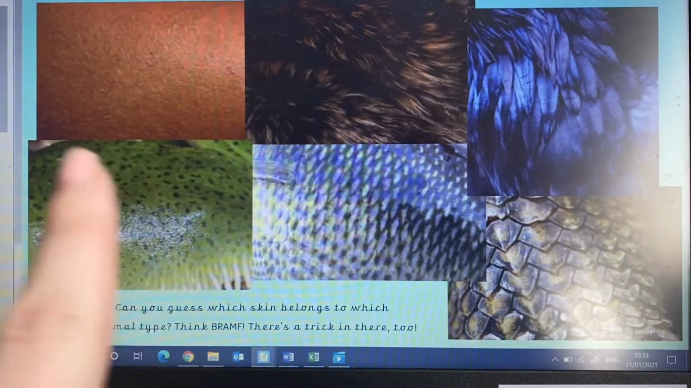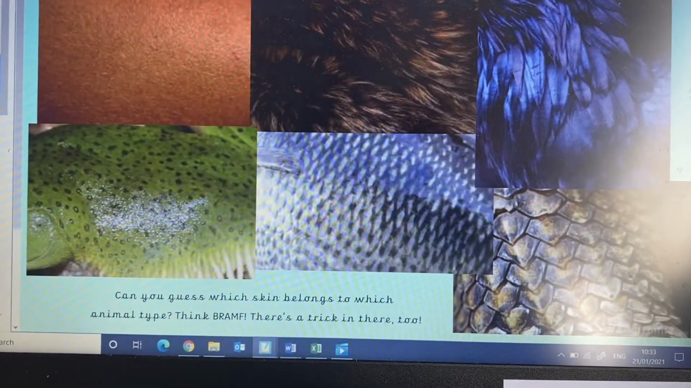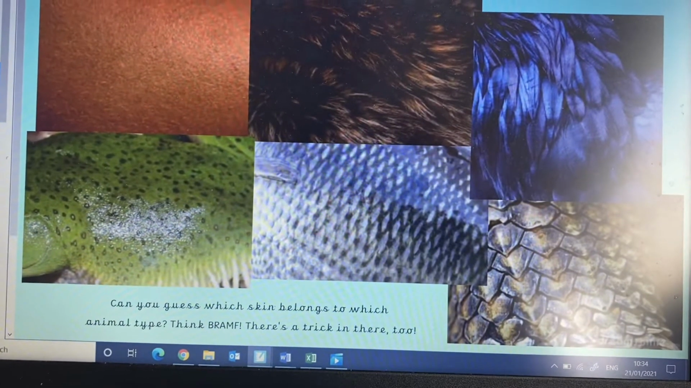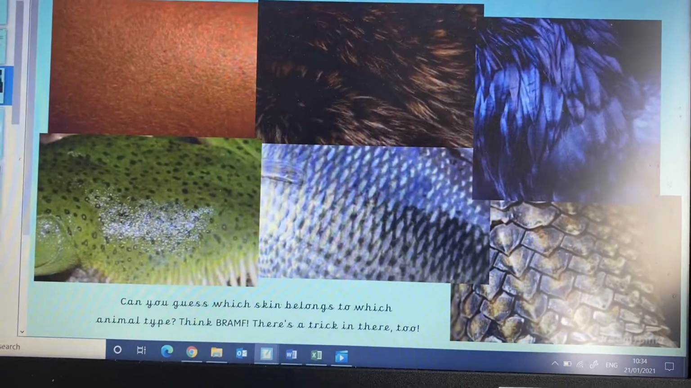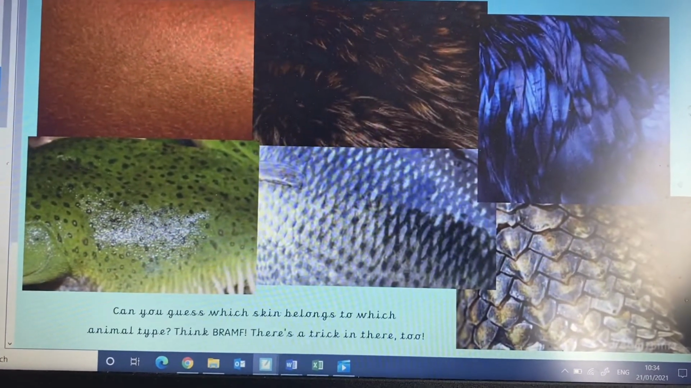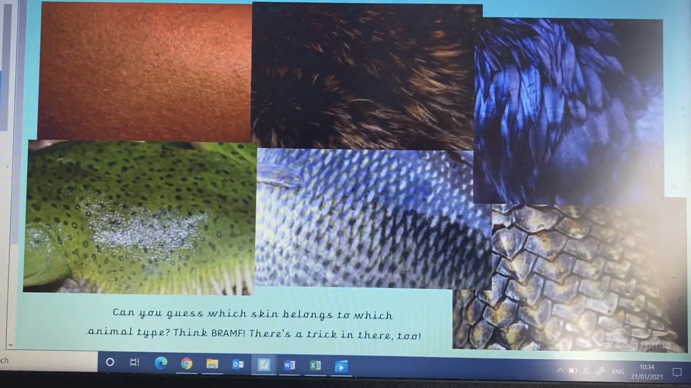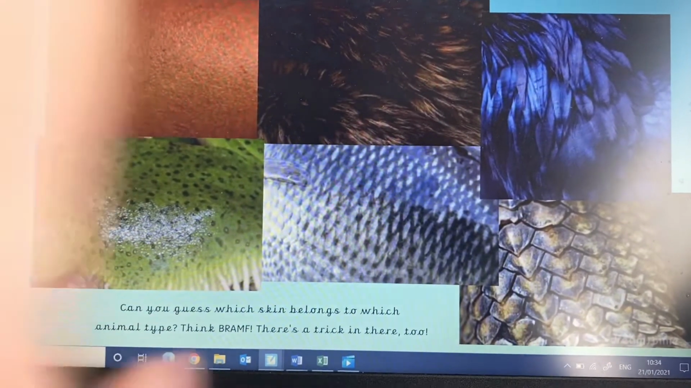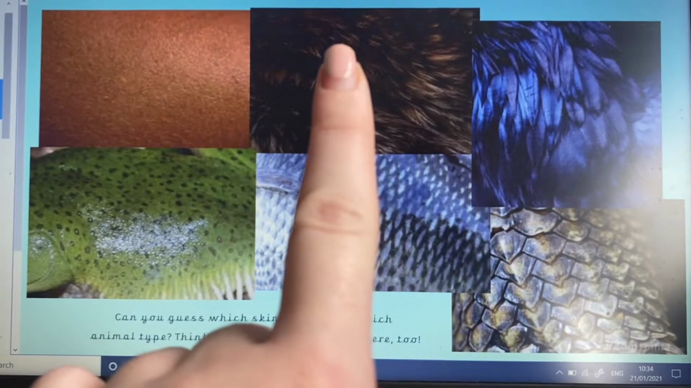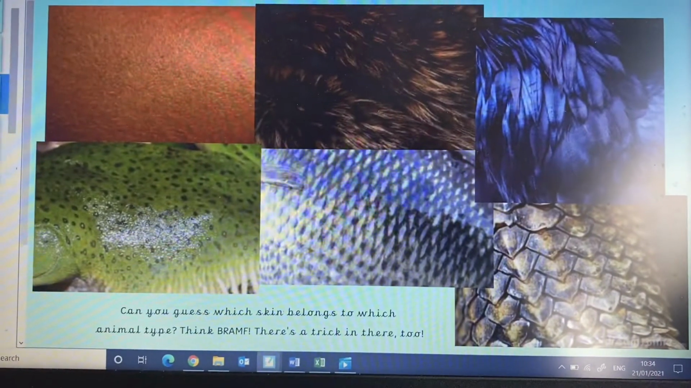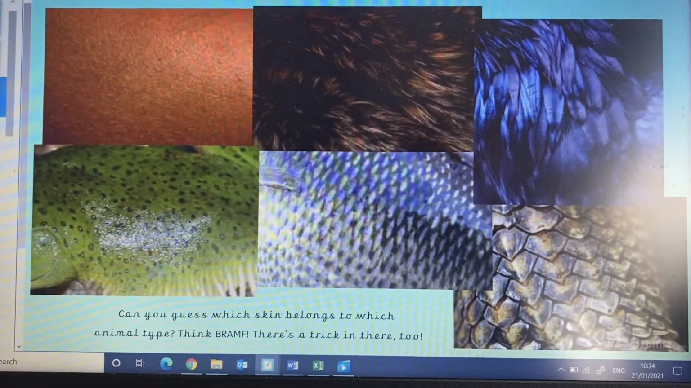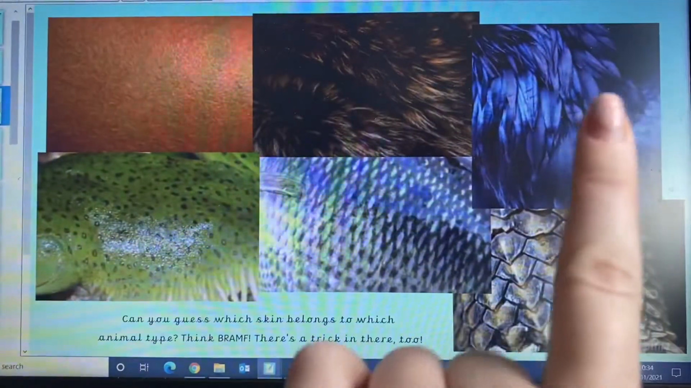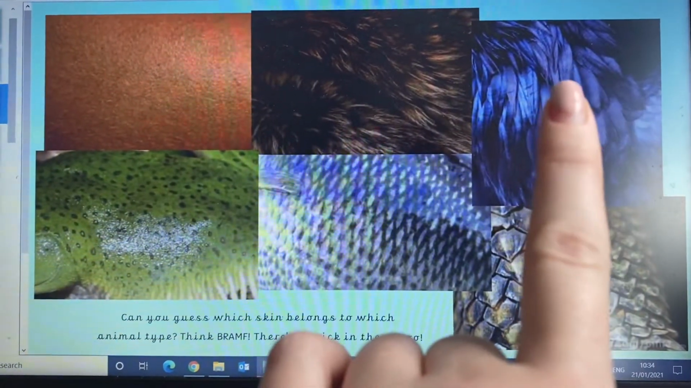But the trick in here was there was another mammal. And other mammals, what kind of skin type do they have? Are they smooth? Are they scaly? Are they furry? Do they have feathers? I think mammals are furry, so I'm going to go for that one for a mammal. Next, I'm going to go for a bird. I think that one's maybe a little bit easier. And I know that a bird has feathers, so I'm going to go for that one for a bird.